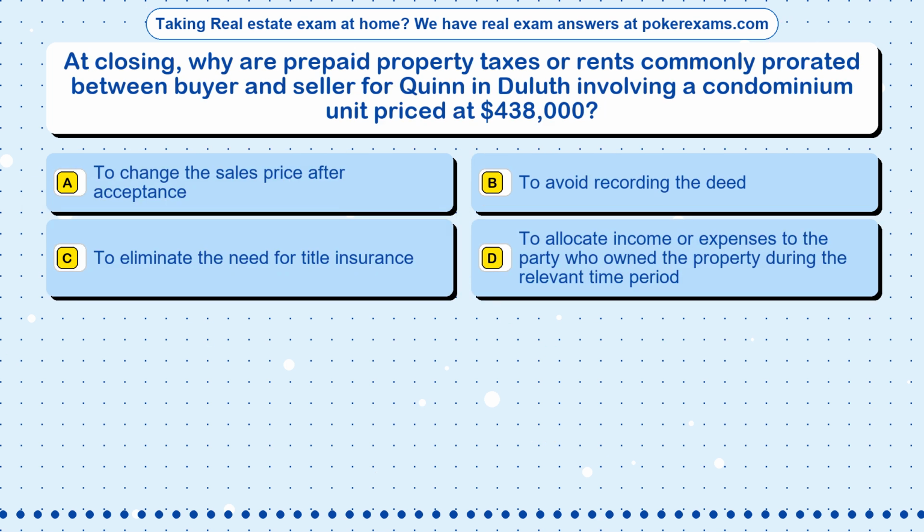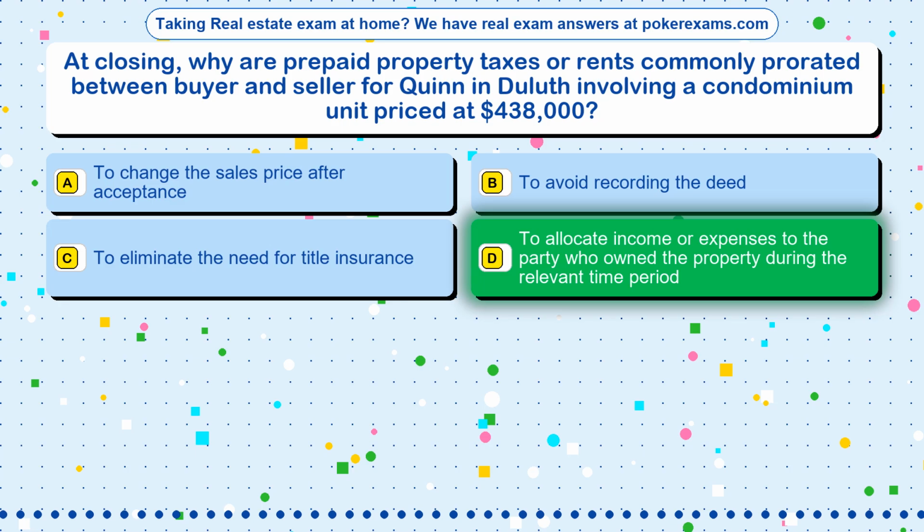Question 44. At closing, why are prepaid property taxes or rents commonly prorated between buyer and seller for Quinn in Duluth involving a condominium unit priced at $438,000? Option A. To change the sales price after acceptance. Option B. To avoid recording the deed. Option C. To eliminate the need for title insurance. Option D. To allocate income or expenses to the party who owned the property during the relevant time period.